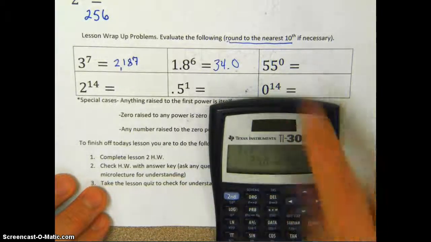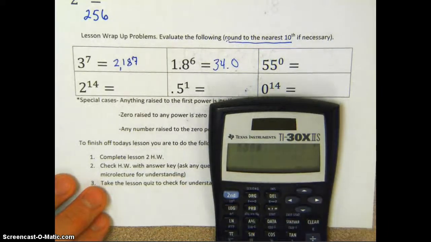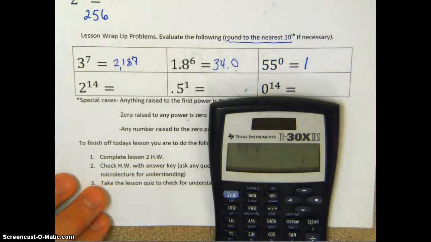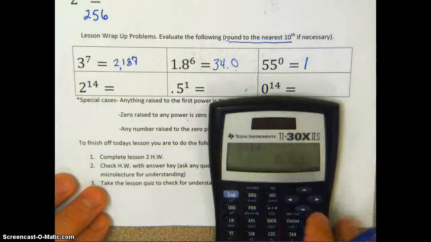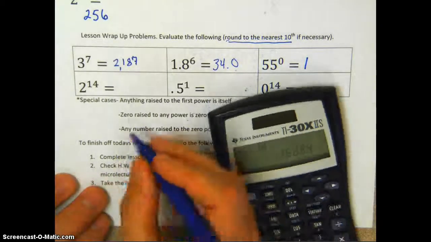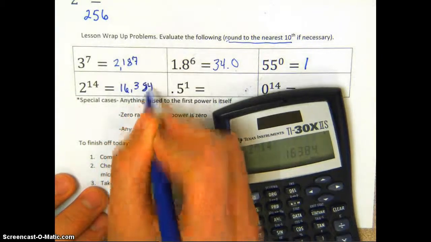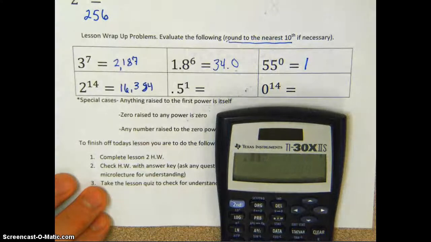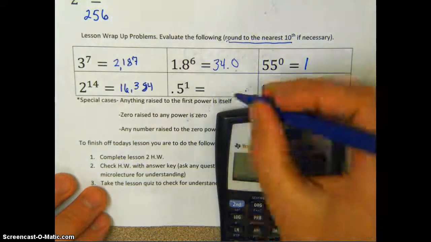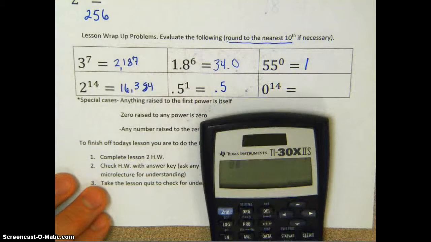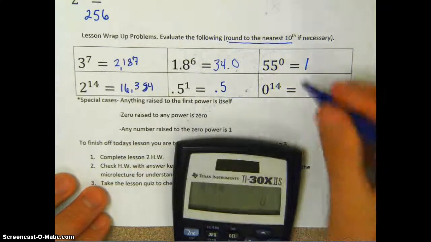Some of you say, okay, well now we have a big number, but it's raised to the 0 power, so what's going to happen? If you got just 1 for that answer, you are correct. And I'll explain that in a second. 2 raised to the 14th. Another big number, 16,384. 0.5 raised to the 1st is just 0.5. And 0 raised to the 14th was 0.